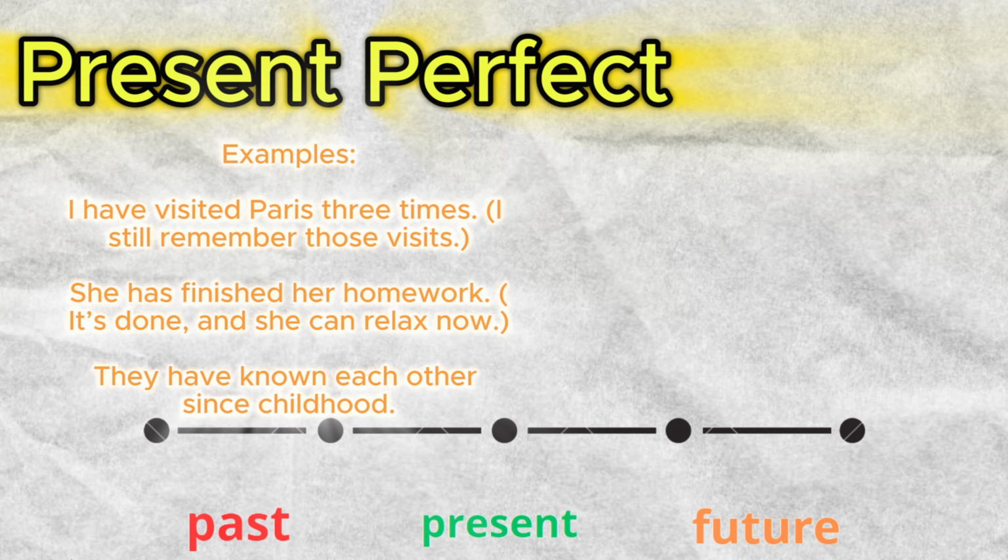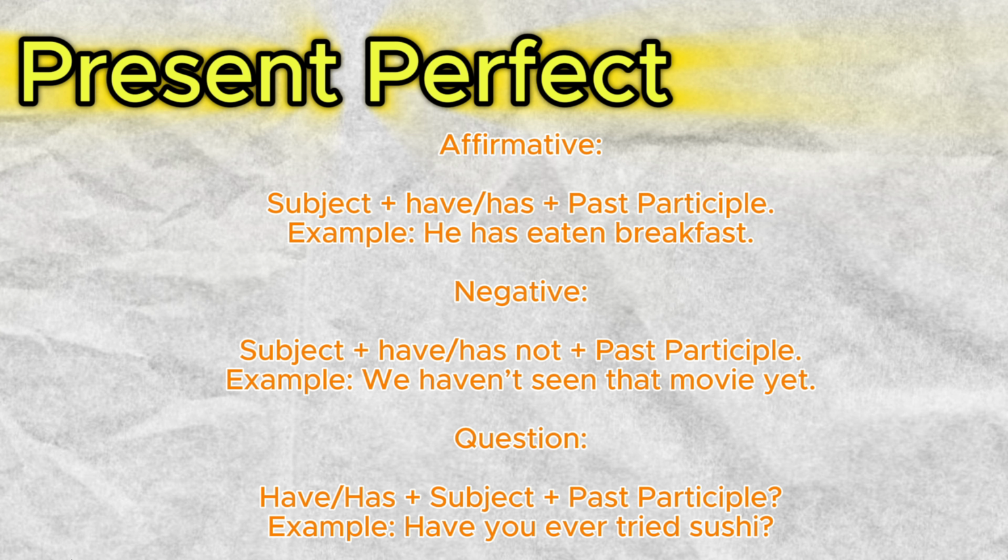1. Affirmative. Subject, have, has, past participle. Example, he has eaten breakfast. 2. Negative. Subject, have, has not, past participle. Example, we haven't seen that movie yet. 3. Question. Have, has, subject, past participle. Example, have you ever tried sushi?